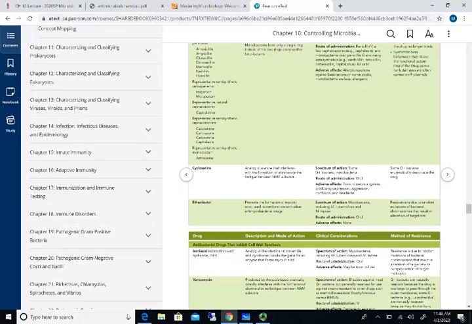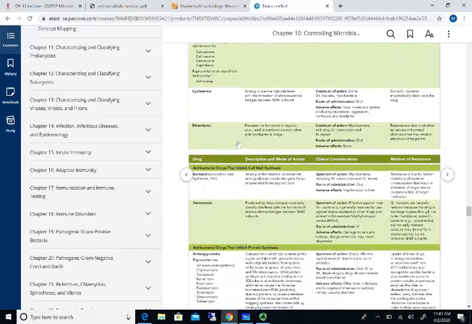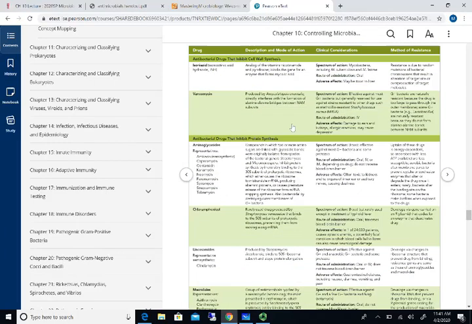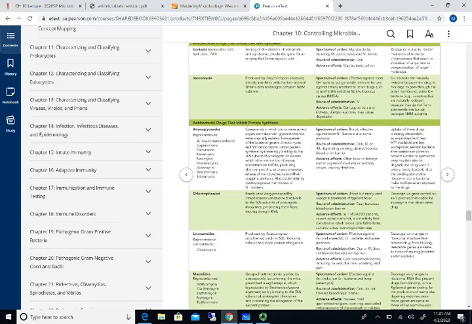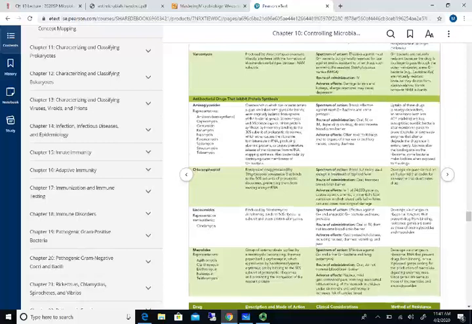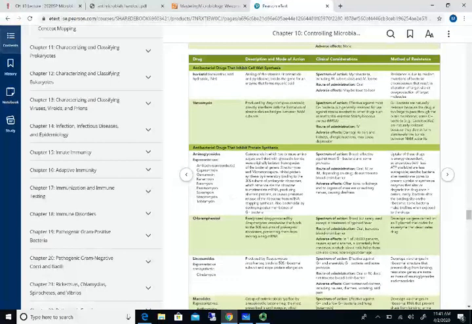Ethambutol. Again, I'm not worried about the details of these things, but it does affect mycolic acid formation, which is something major. Again, your spectrum of actions, your route of administration, your adverse effects, if any, and any major resistance changes. Isoniazid. There's your next one. Vancomycin.